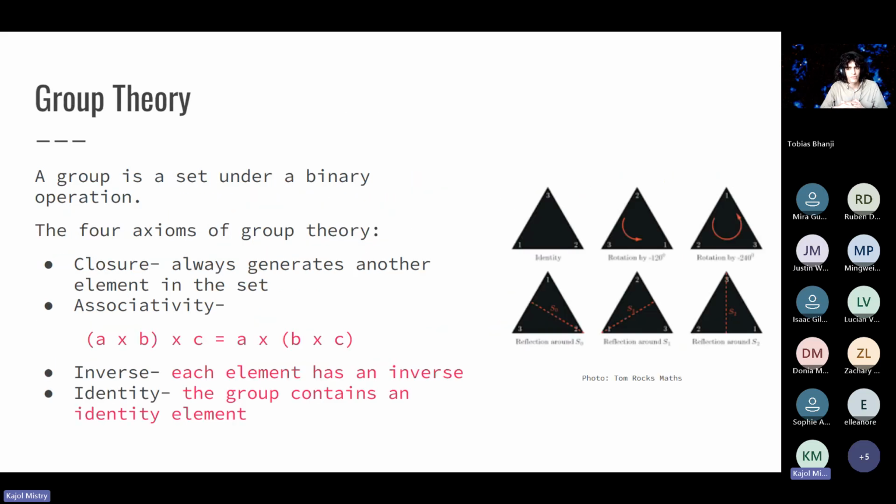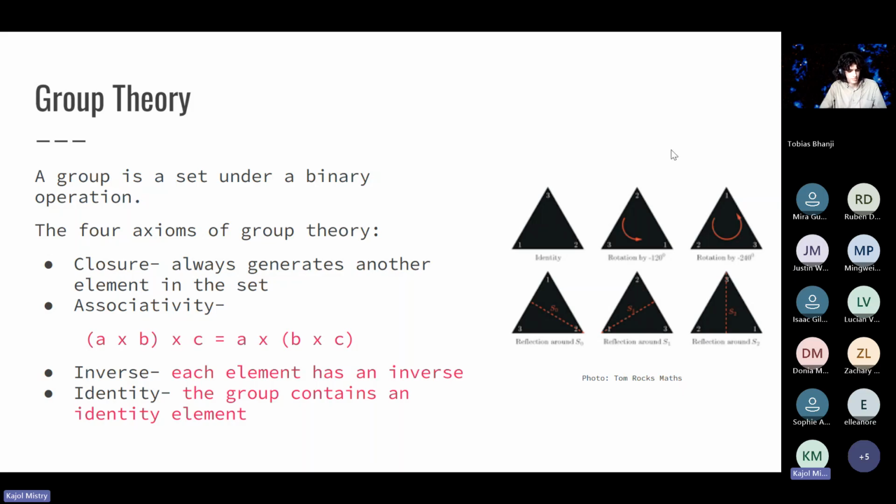And the idea of symmetries is very related to something called group theory. So group theory is related to a set of numbers that has a binary operation, something like addition or multiplication. And for this set to be a group, they must obey these 4 axioms. So that's closure, associativity, they must have an inverse, and they must have an identity element.